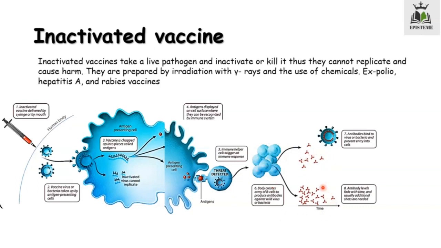Now here we see that the antibody levels fade with time, and usually for this type of vaccine we need to take additional shots. Like we have seen for the polio vaccine, the 2-month-old infants take the first vaccine of polio, and then after 2 months, when they are 4 months old, they take another shot, like this.